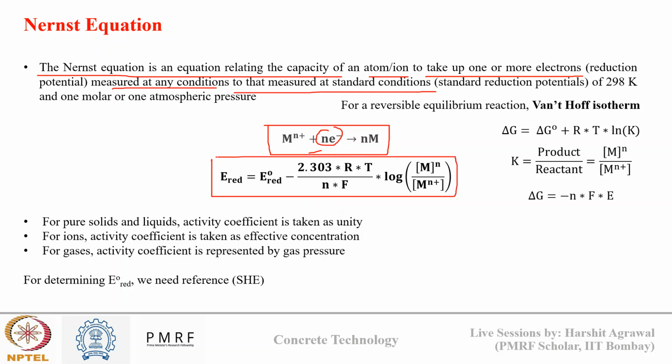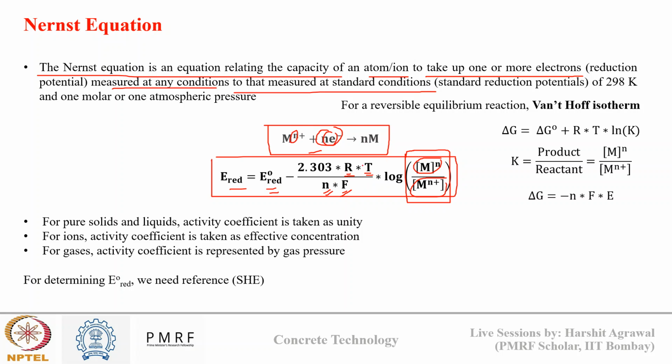The electrode potential for reduction is equal to the standard electrode potential minus 2.303 RT upon NF times log of product upon reactant. This is like the reaction coefficient that you may have learned earlier in BTech courses or in 11 and 12. How we write an activity coefficient for a reaction, the same thing we have written here. R is the gas constant, T is the temperature, F is known as Faraday's constant, and N is the number of electrons present in the system.